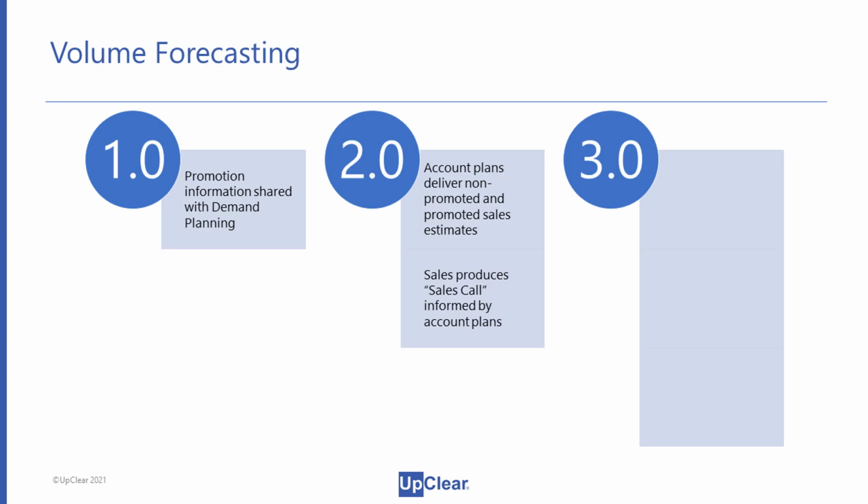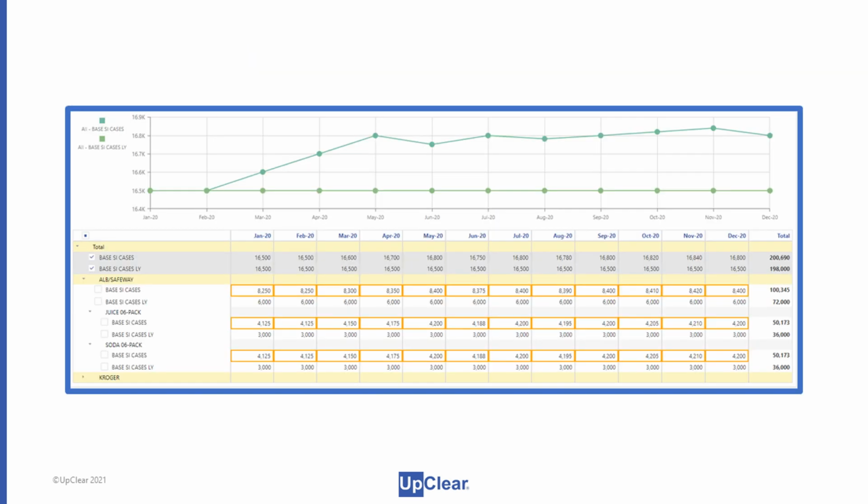In the 2.0 world, and this connects back to the account planning, those account plans create a total sales forecast by estimating not only promotion sales but also the non-promoted sales. So you get a total that can be shared with demand planning. And sales then independently produces their call, and that's informed by these more robust account plans.